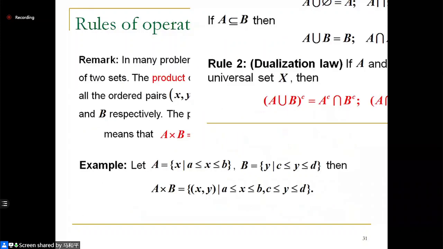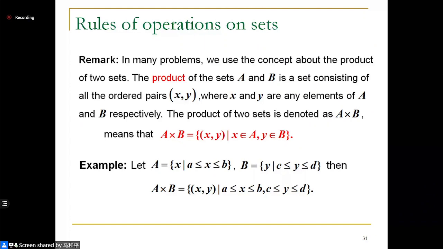And we should remark that in many problems we use the concept of the product of two sets. The product of the sets A and B is a set consisting of all the pairs (X, Y), where X and Y are any elements of A and B respectively. The product of two sets is denoted by A product B. It means that A product B is the set of pairs where X belongs to A, Y belongs to B.